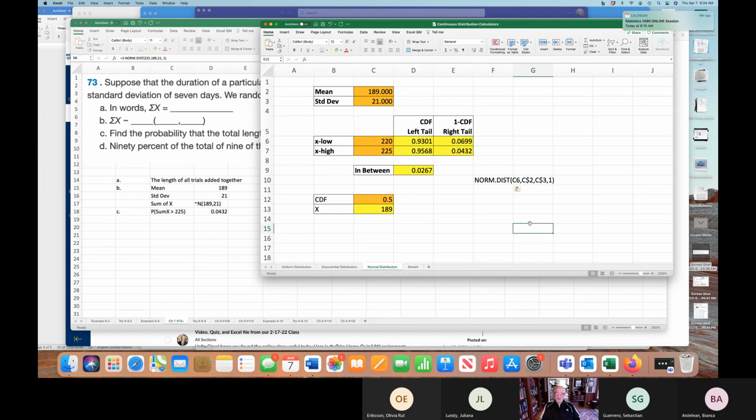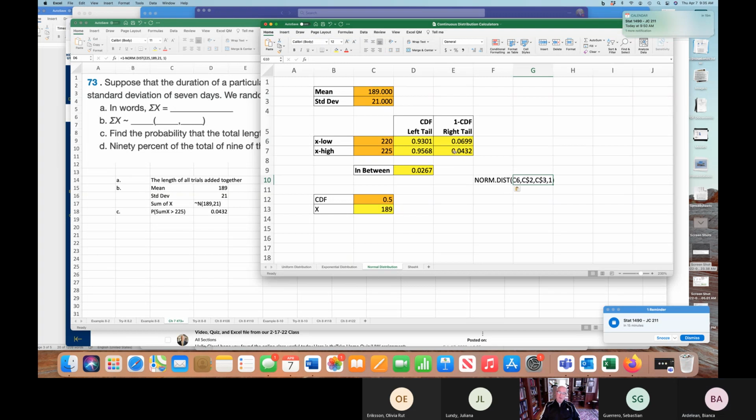That's what it is. What's C6? That's this number. What's C2 with the dollar sign, which means if I drag it down, it's not going to change. That's 189. What's C3? 21. What's 1 mean? 1 means cumulative, 0 means PDF. CDF, PDF. CDF is always less than or equal to. It's always the left tail. I can spout that off how many times? At some point, you have to memorize it, or you have to know it.